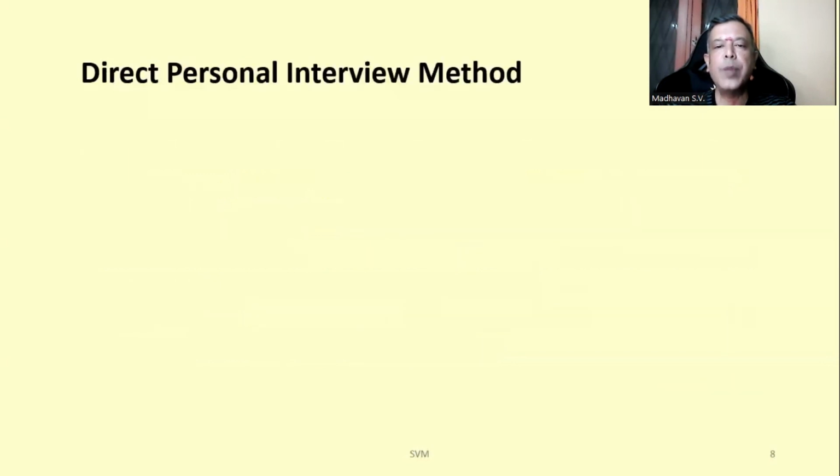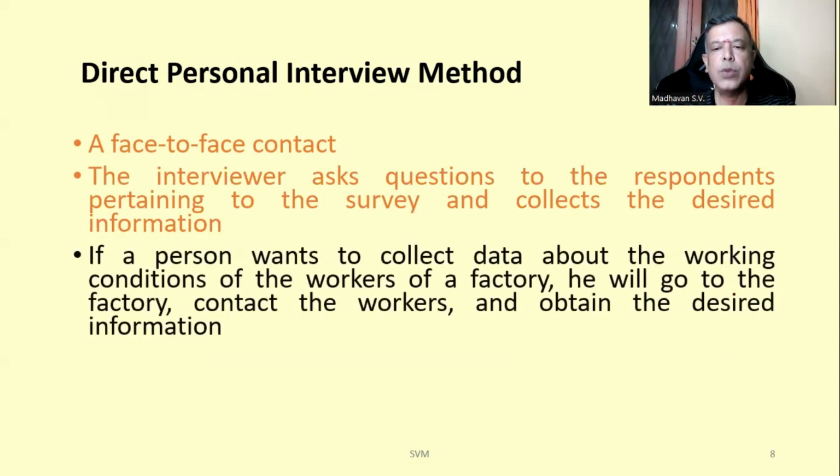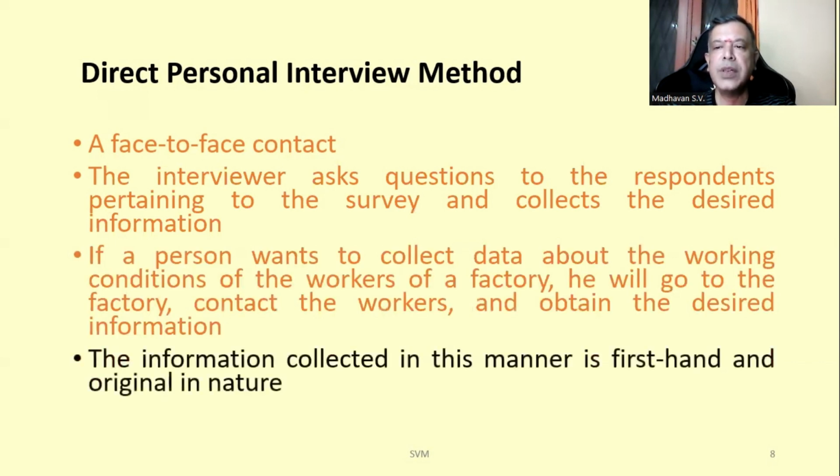Direct personal interview method. A face-to-face contact again. The interviewer asks questions to the respondents pertaining to the survey and collects the desired information. If a person wants to collect data about the working conditions of the workers of a factory, he has to go there and contact those workers and obtain the desired information. The information collected in this manner is first-hand and original in nature. So you call this a primary data collection method because you yourself are collecting everything.